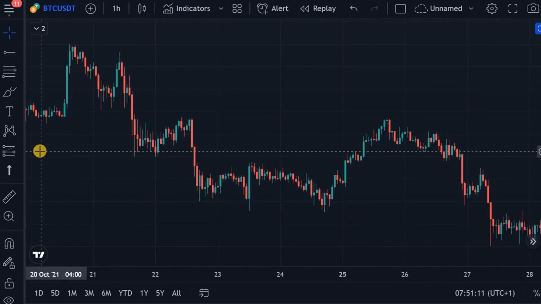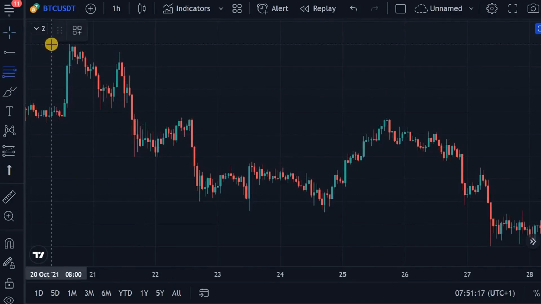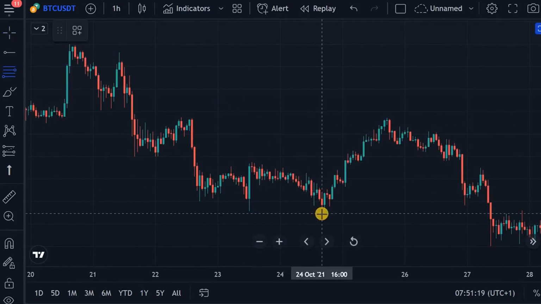For us to use this Fibonacci retracement, we would have to click on this and swing from the high of the trend to the low of the trend. Now this is because this is a downtrend. Remember, in an uptrend, we went from the low to the high, but in a downtrend, we are going from the high to the low.